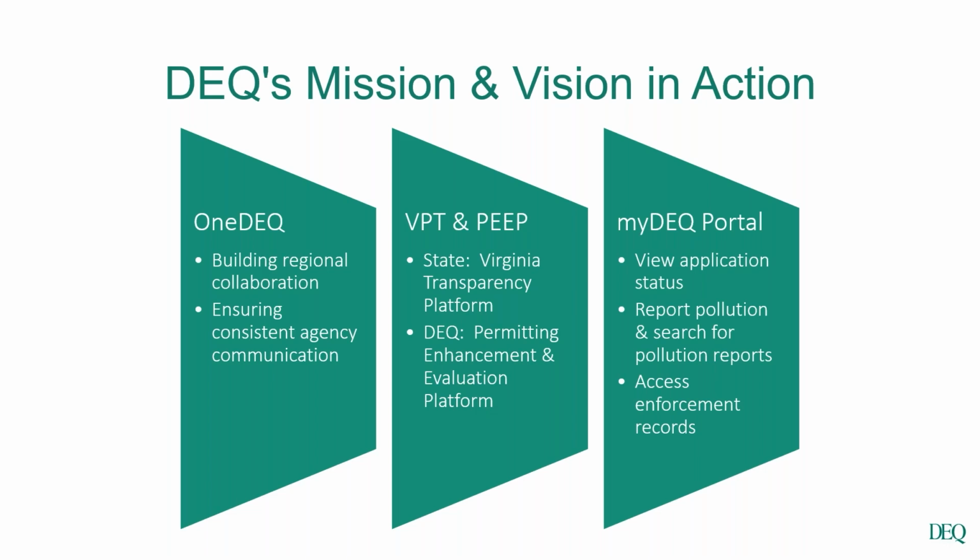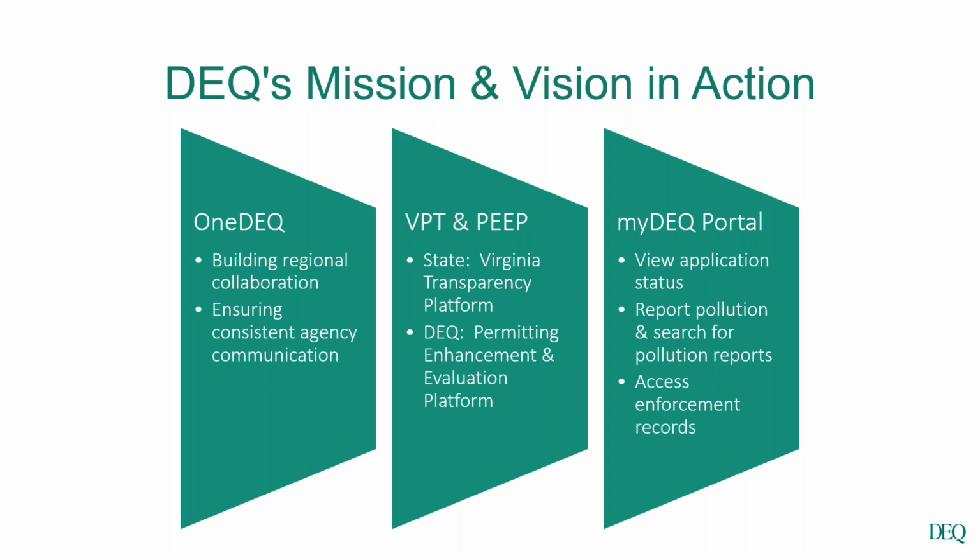So DEQ's mission and vision in action. These outline what you should expect from DEQ. So how does DEQ actualize this though? First, there's the One DEQ program, which focuses on building regional collaboration to increase efficiency. One DEQ promotes staff crossing regional borders and working with other DEQ offices in the Commonwealth to ensure permit reviews stay on schedule. It also ensures agency communications are consistent.